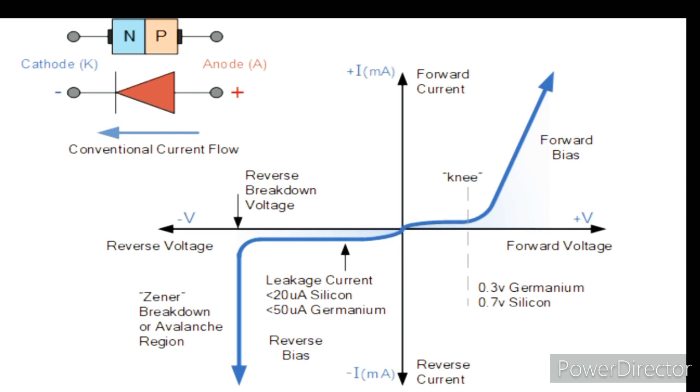After some voltage, the reverse current starts to flow. This voltage is known as the breakdown voltage. That is used in the Zener diode, which will be studied in the next lecture.